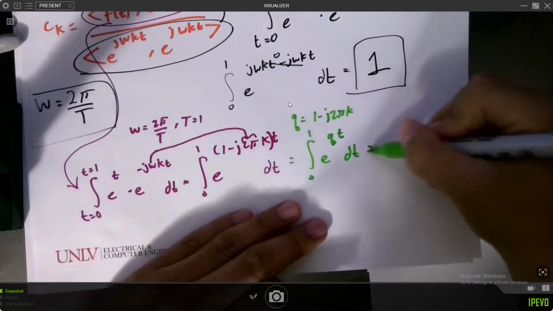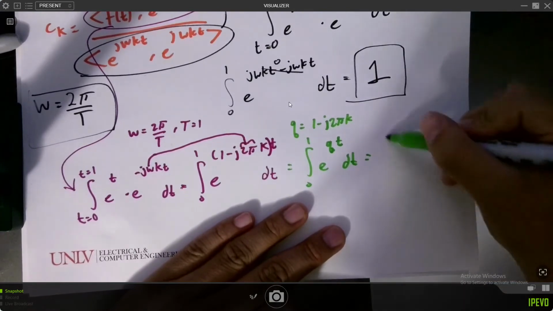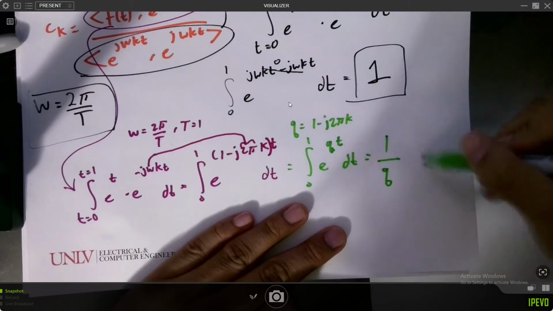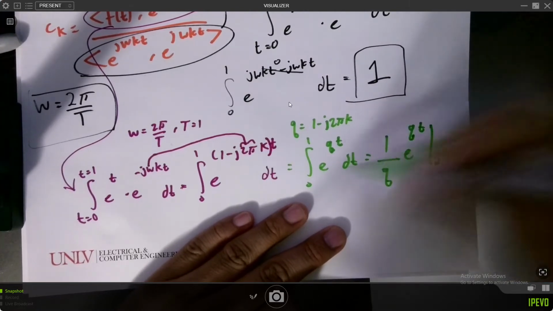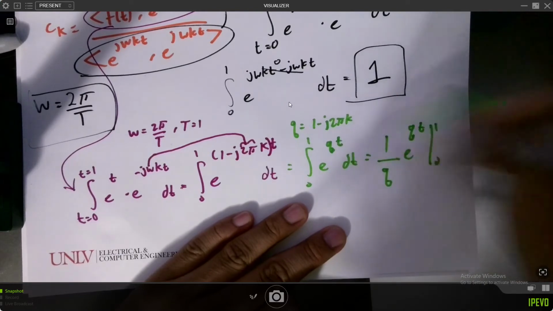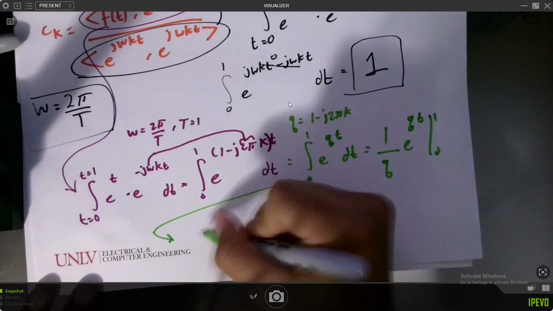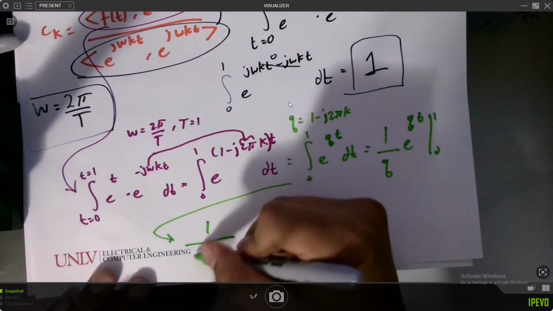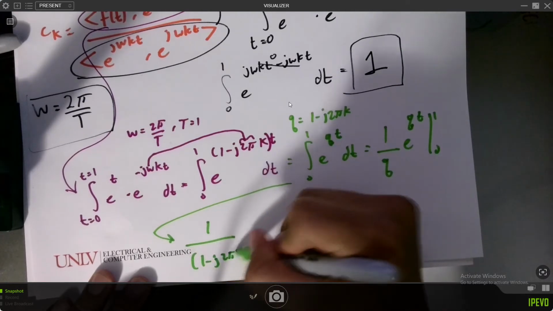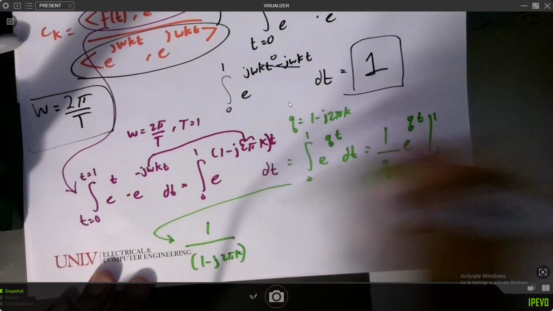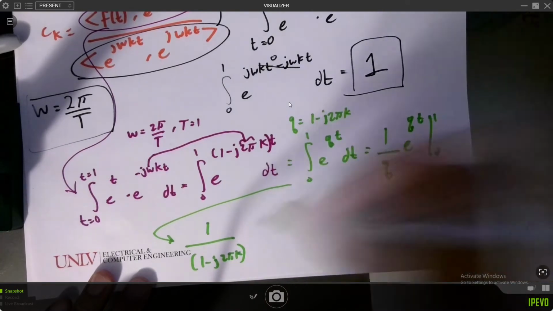So what do you get? You get 1 over q. The q comes down here because we're integrating e to the q t from 0 to 1, because we're doing t. And that is going to equal, putting this puppy back in, 1 over 1 minus j 2 pi k. Okay, let's just show the steps.